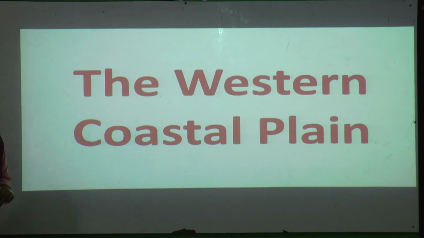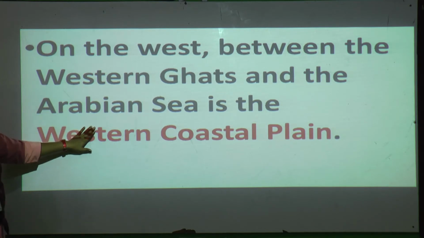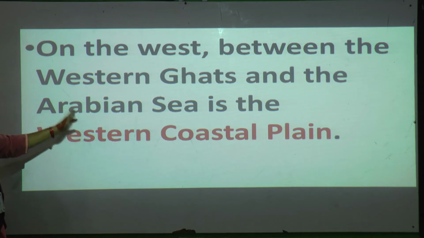Now come to the western coastal plain. Just a recap. Between the Western Ghats and the Arabian Sea, beside that, what do we have here? The Western Ghats and then the Arabian Sea, and what we have here is the western coastal plain.